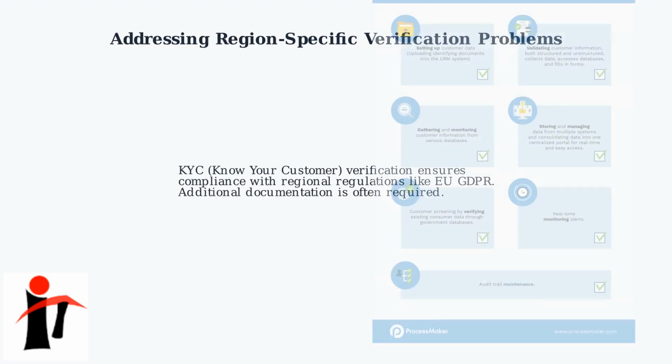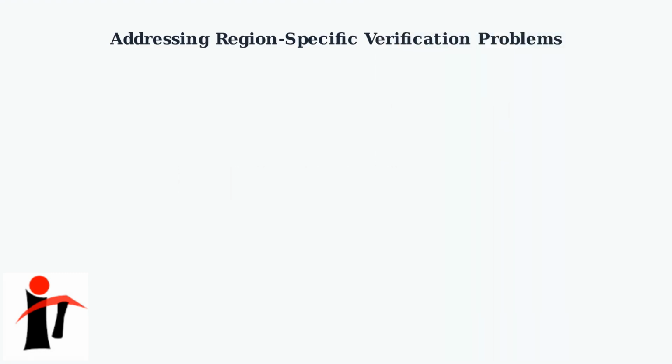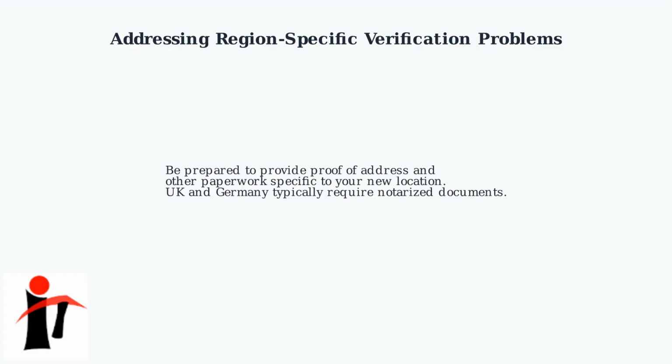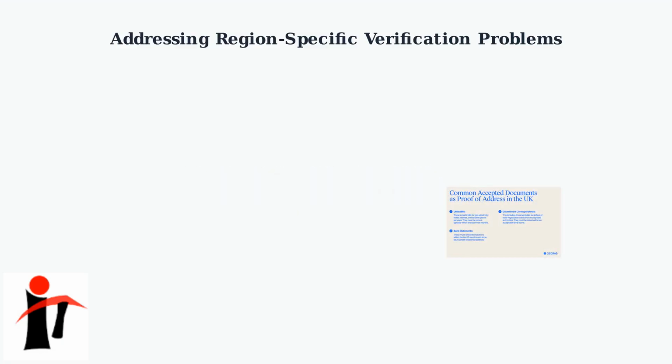KYC verification involves automated processes to validate your identity and ensure regulatory compliance. This may include checking customer data and maintaining audit trails. Region changes often require additional documentation. In the UK, common proof of address includes utility bills, bank statements, and government correspondence. In Germany, notarized documents with official seals and apostilles may be required to verify your new residence and identity changes.